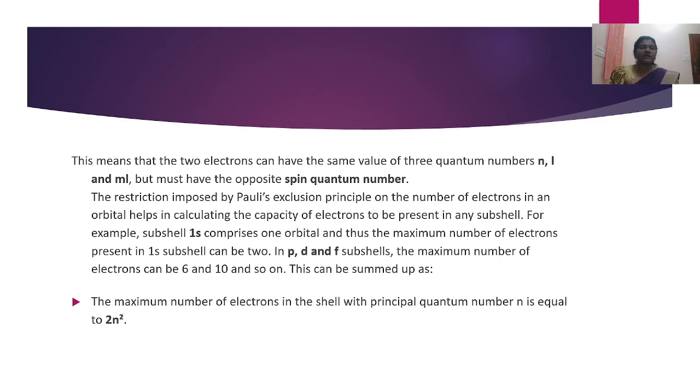The maximum number of electrons in the shell with principal quantum number n is equal to 2n². Suppose the n value is 2, the maximum number of electrons filled in that particular shell is 2 into 2 squared, that is 8. The maximum number of electrons in the shell where n is equal to 2 is 8. Like that, we can calculate the maximum number of electrons present in any shell.